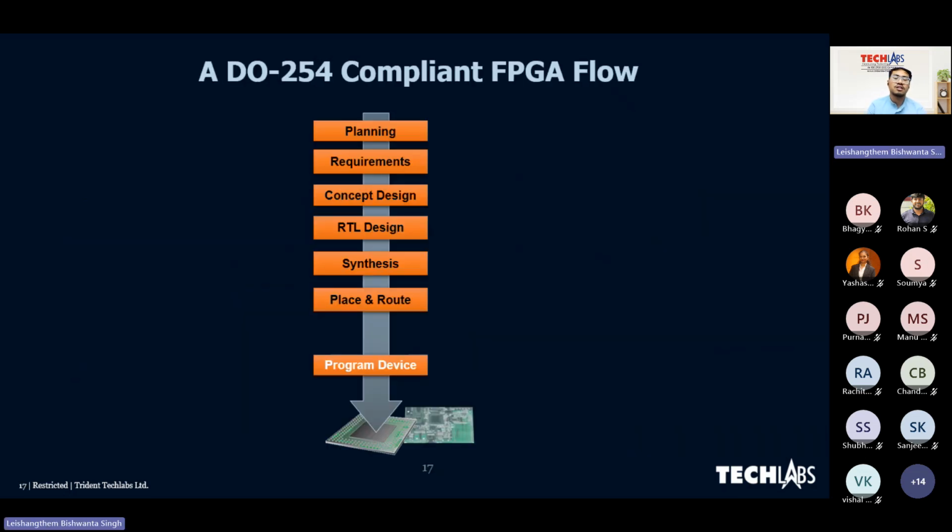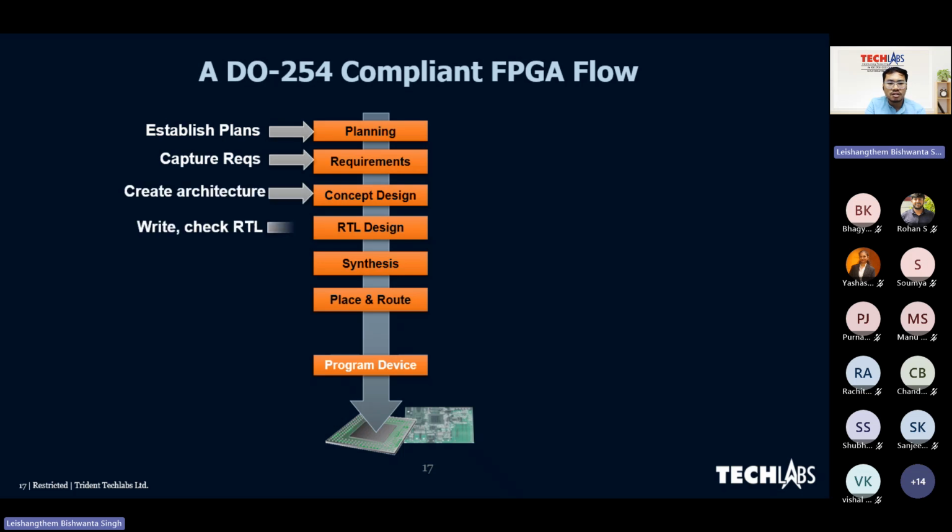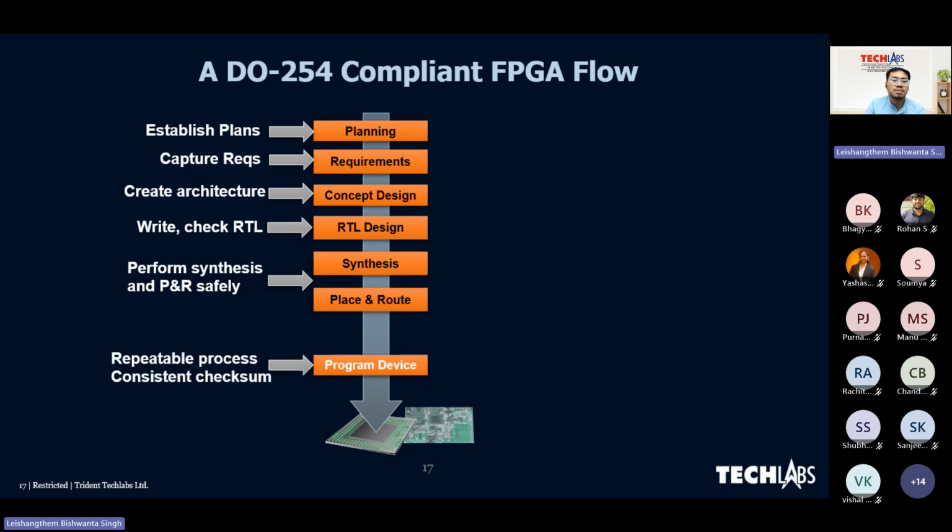So this is the DO-254 compliant FPGA flow. Again, you can see from this flow itself, everything is mapped to DO-254. We have the planning process, requirement process, conceptual design process, RTL design, synthesis, and program. We have just derived all those processes in DO-254 into a more realizable FPGA flow. While doing all this flow, I'm just summarizing again, we will establish a plan, capture the requirements, create the architecture, write the RTL, perform synthesis and place and route, and finally a repeatable process and a consistent checksum to produce a bit file.